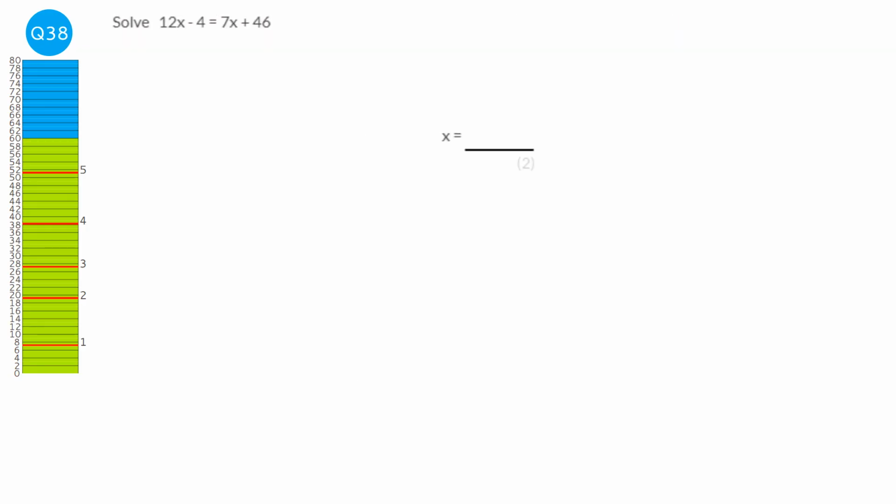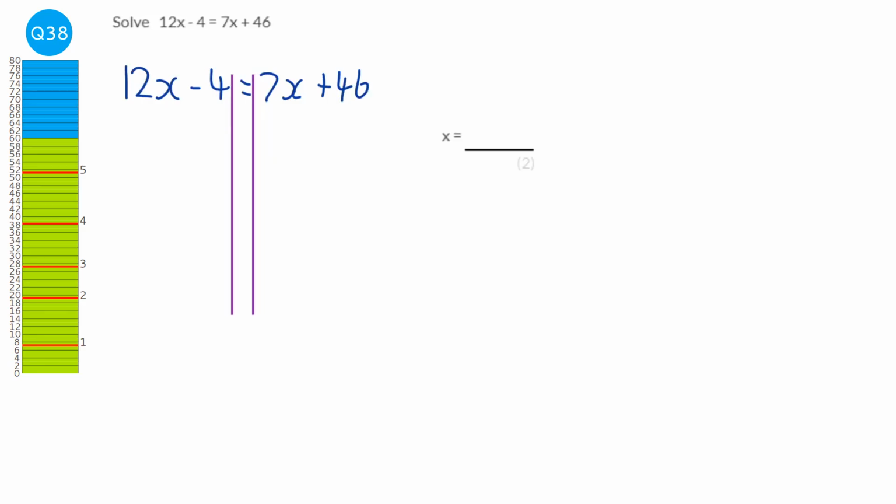So I'm going to write out the equation again just to give us a bit more space. And the rule we have here is if we have an x on both sides, which we do in here, we pick the smallest one to get rid of. So we've got a 12x and a 7x, and so the smaller number, or the smaller x, would be the 7x. So we're going to get rid of that first.